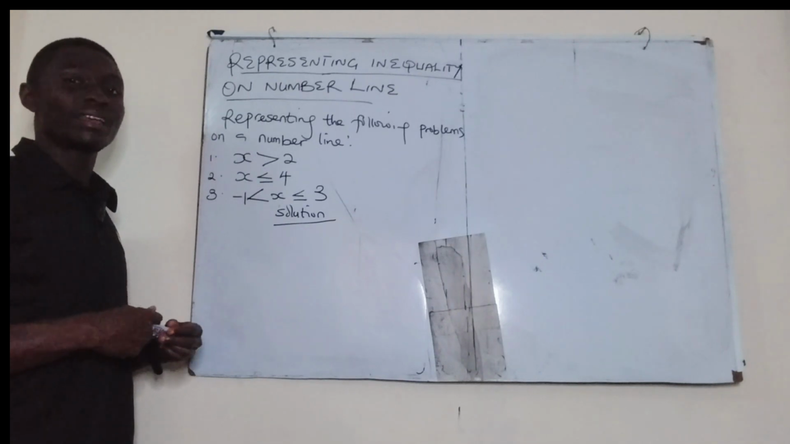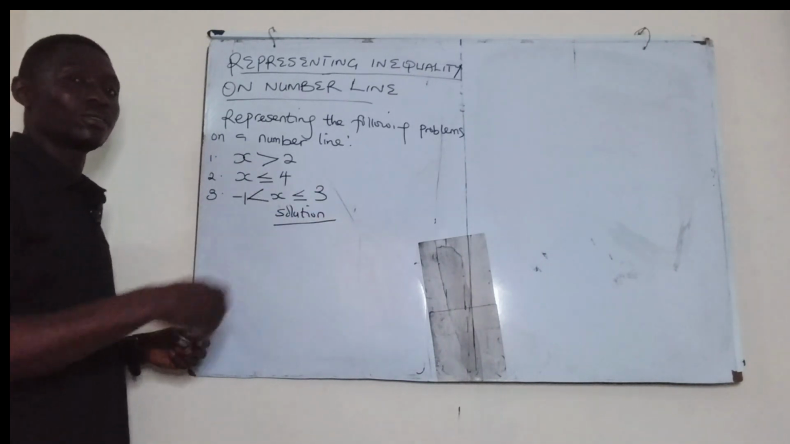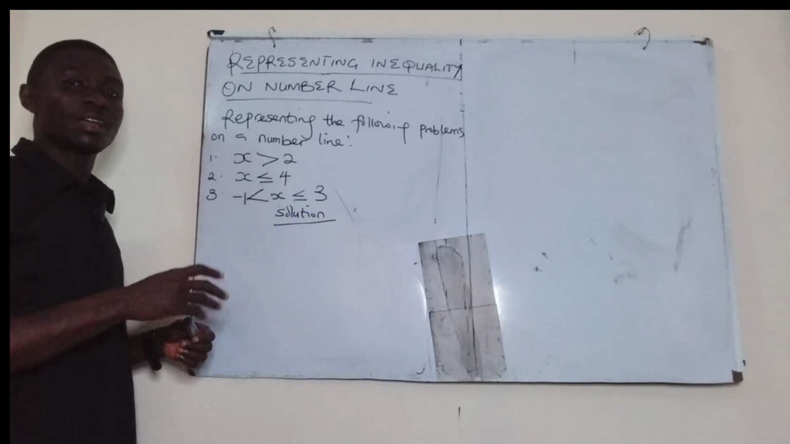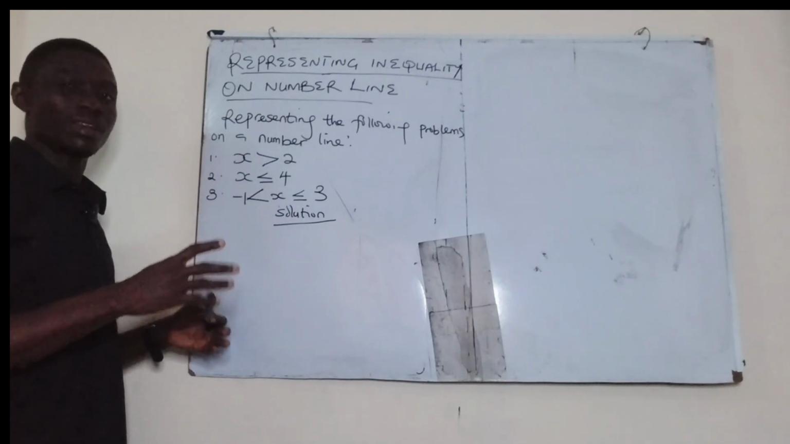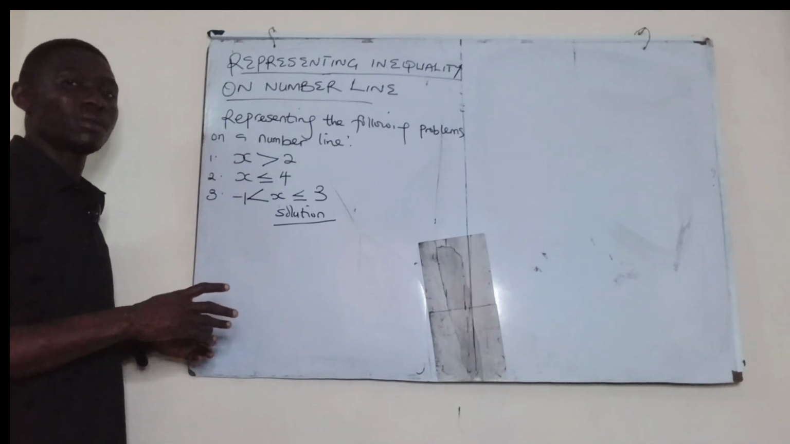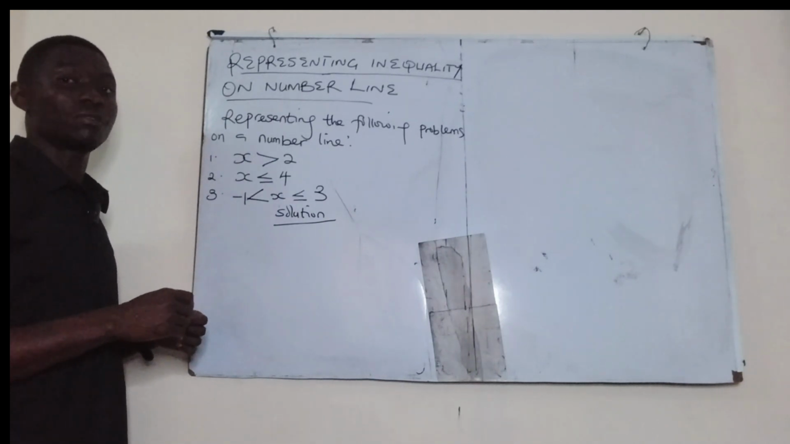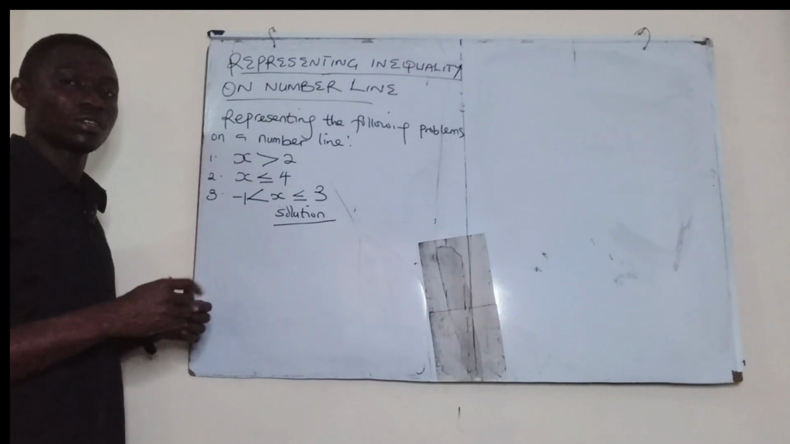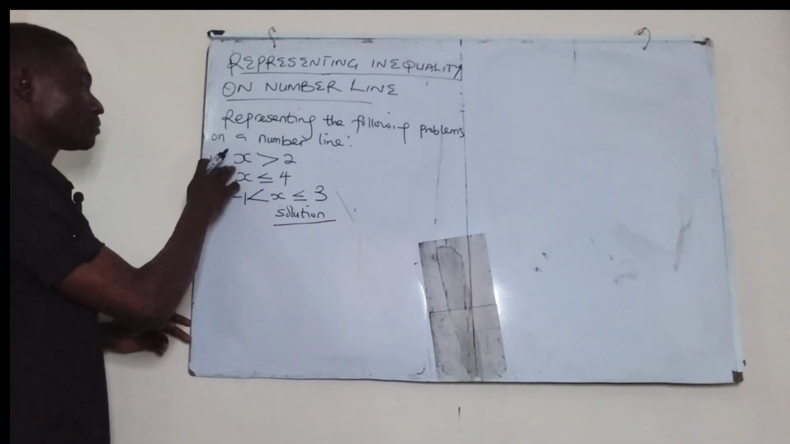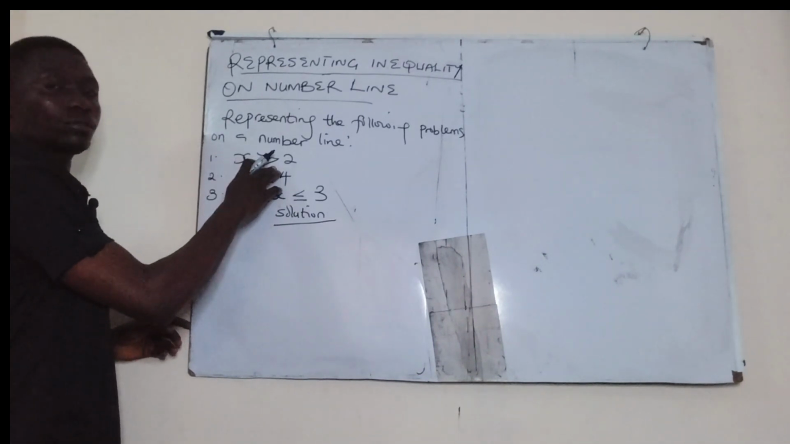A number line is a straight line horizontally that we can arrange our numbers in an orderly way. Positive numbers, negative, and of course zero. It houses what is called integers. So let us see this. 1. x is greater than 2.